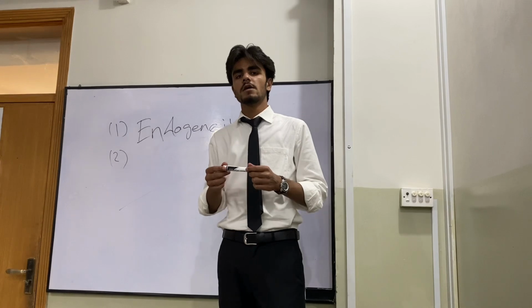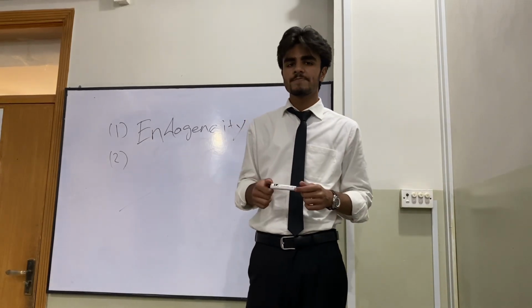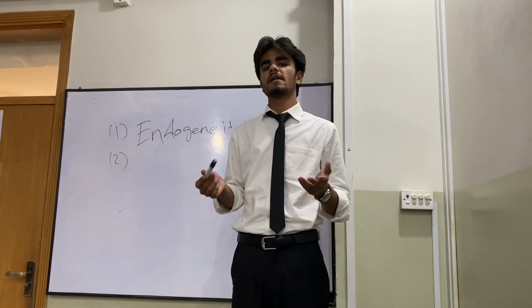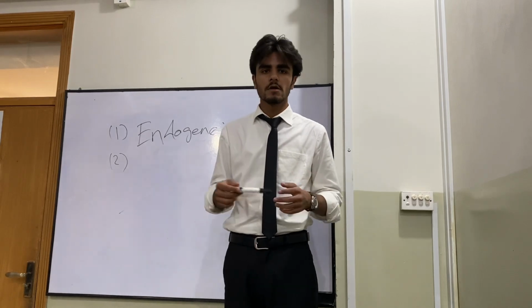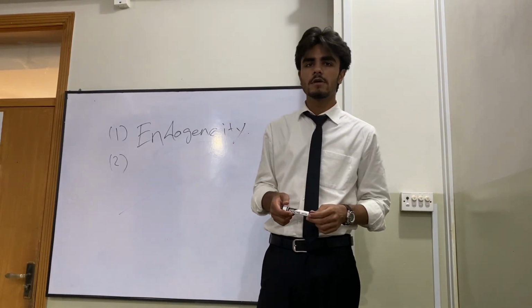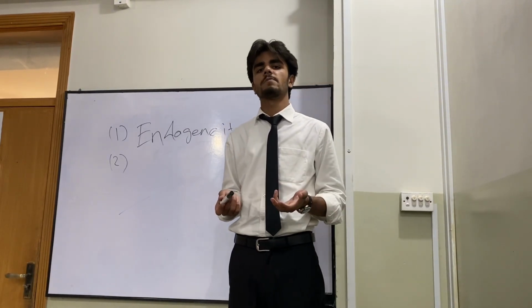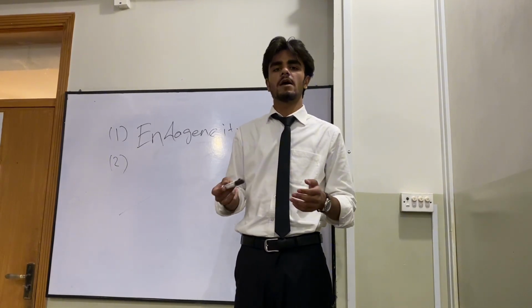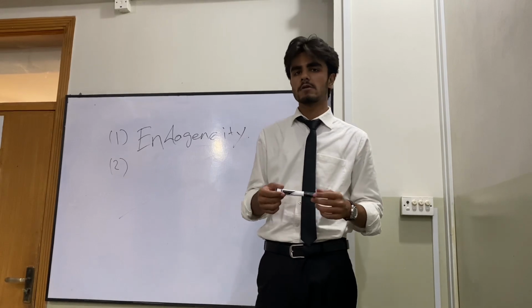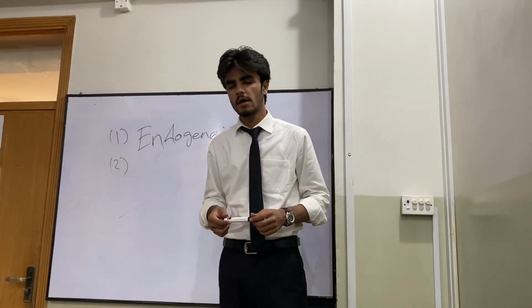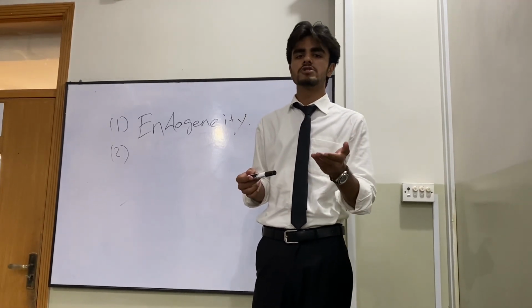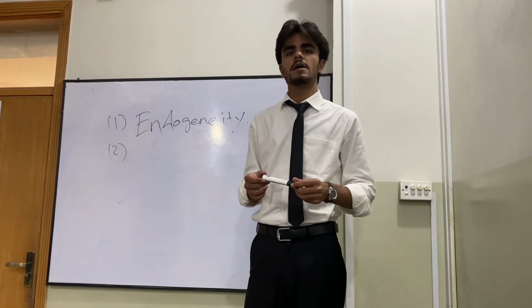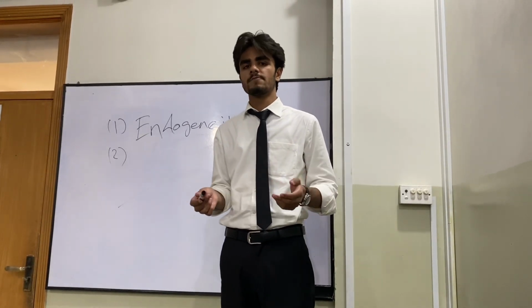The second one is simultaneity, when cause and effect go both ways. For example, you're trying to measure the effect of supply on price, but price also affects supply. It's a two-way relationship. The third one is measurement error. If the variable you are using is measured incorrectly, it can lead to endogeneity.